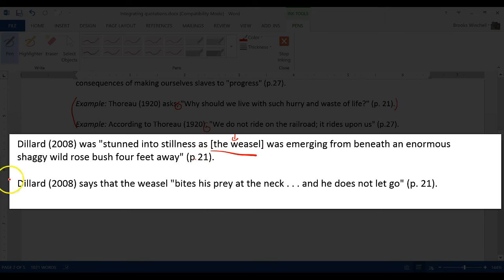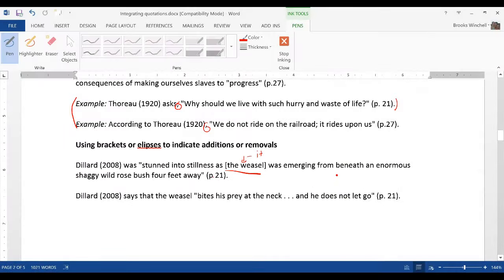And here's an example of using ellipses. If you want to take something out of a quote: Dillard (2008) says that the weasel bites his prey "at the neck, ... and he does not let go" (p. 21). So there was more about what the weasel does to the prey, but the author of this passage didn't think it was important, so she uses the ellipses to take it out, and "he does not let go." So there's how you use ellipses and brackets.